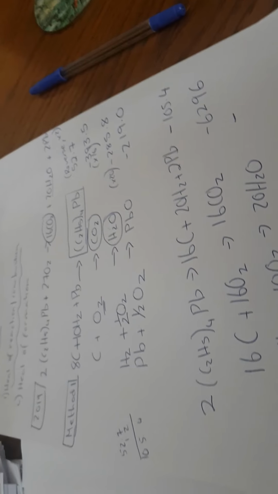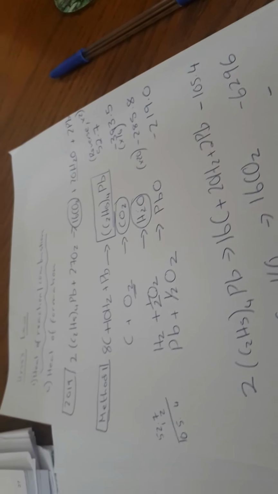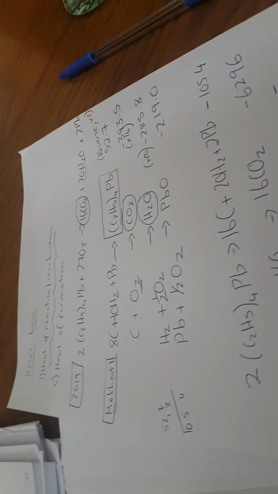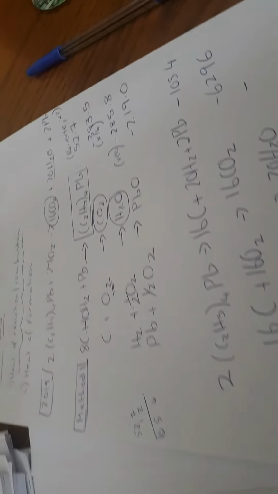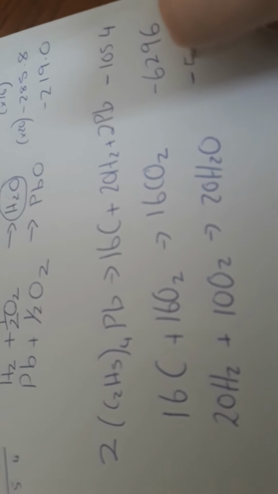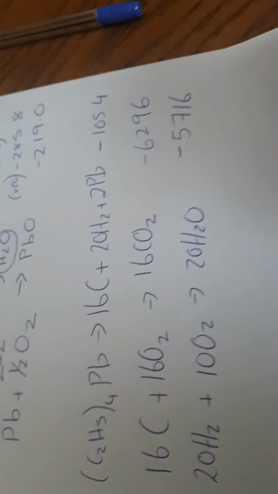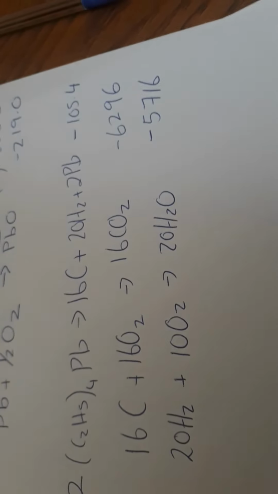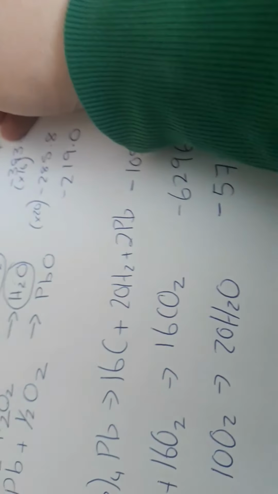And then I have minus 285.8 and I multiply that by 20. And when I do that, it gives me minus 5716. And finally then, I'm looking at the PBO.